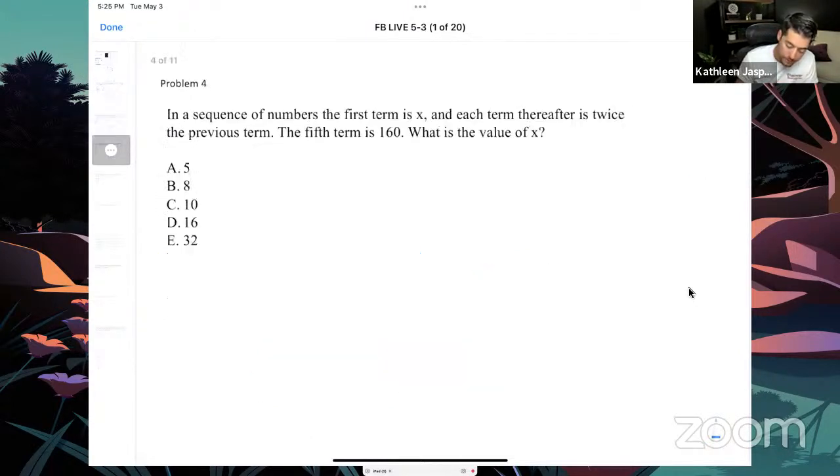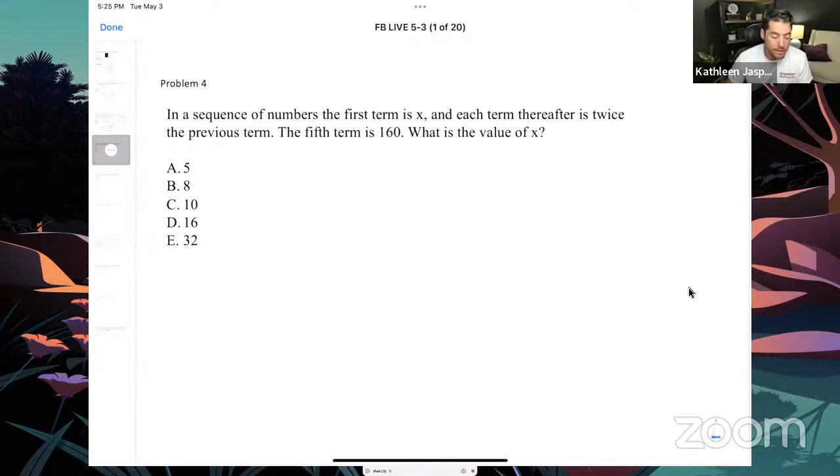All right. Next problem, number 4. In a sequence of numbers, the first term is x, and each term thereafter is twice the previous term. The fifth term is 160. What is the value of x?